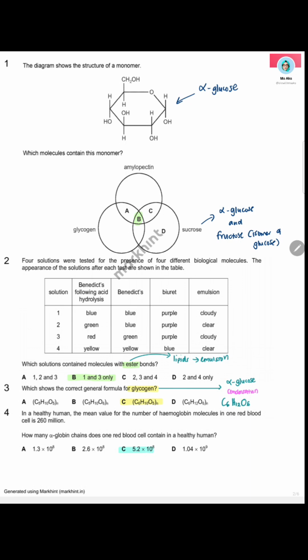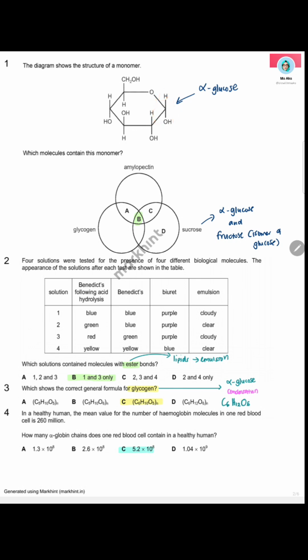All right, so the first question. The diagram shows the structure of a monomer. Okay, so this is actually the structure of alpha glucose. Okay, how do we know? It is by looking at where the position of hydrogen and the OH group is in the carbon 1 of this molecular structure. So here we can see that hydrogen is at the top plane of carbon 1. So this is alpha glucose. Whereas if beta glucose, hydrogen would be here at the bottom, hydroxide would be at the top.